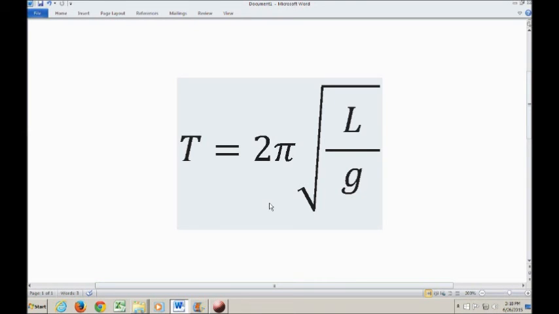Now looking at this equation, one thing you should immediately notice is that T and L do not have a linear relationship with each other. There's this square root symbol in here. That means if you graph T versus L, you will not get a straight line graph and you won't be able to solve for your g value. So what you need to do is linearize this equation.